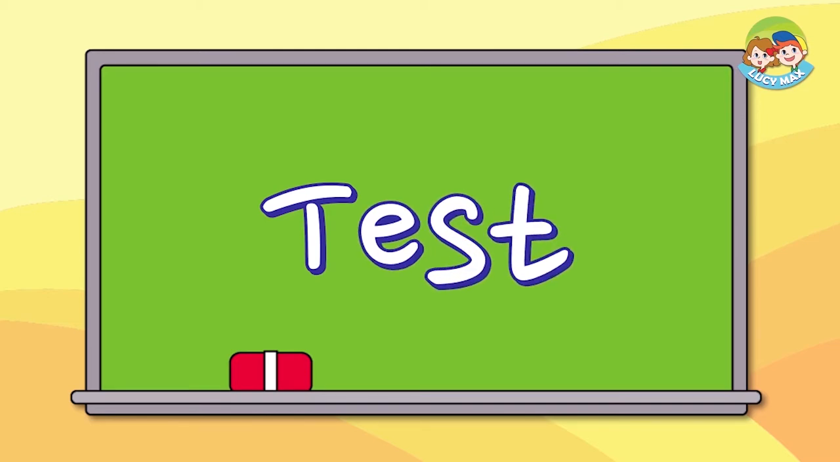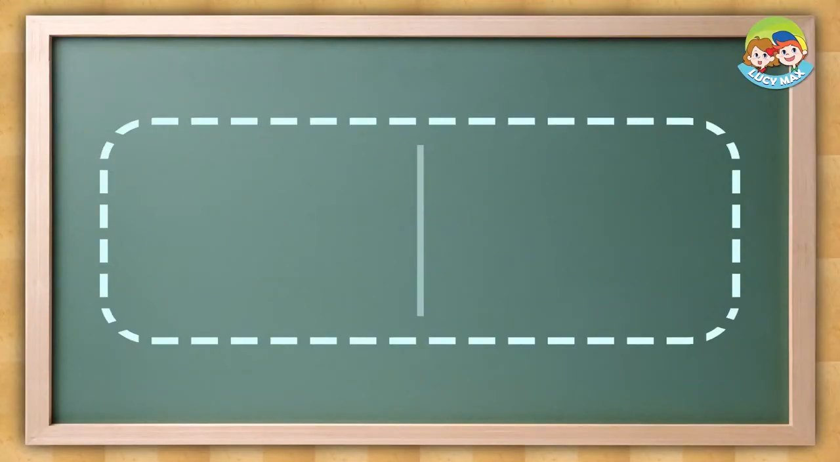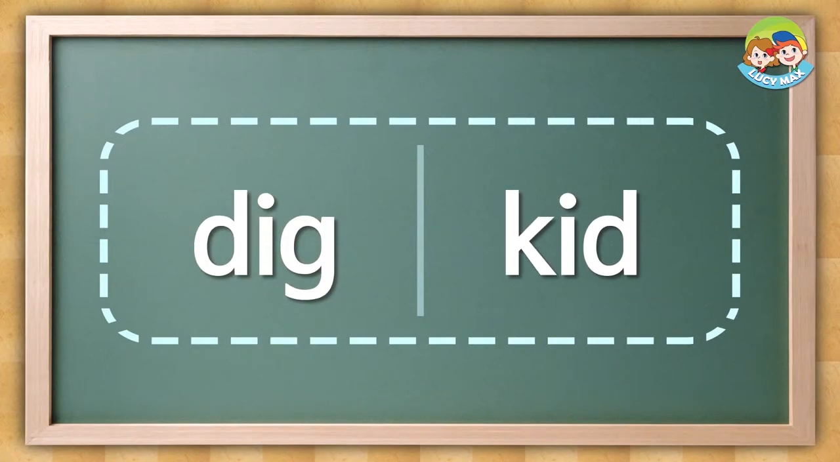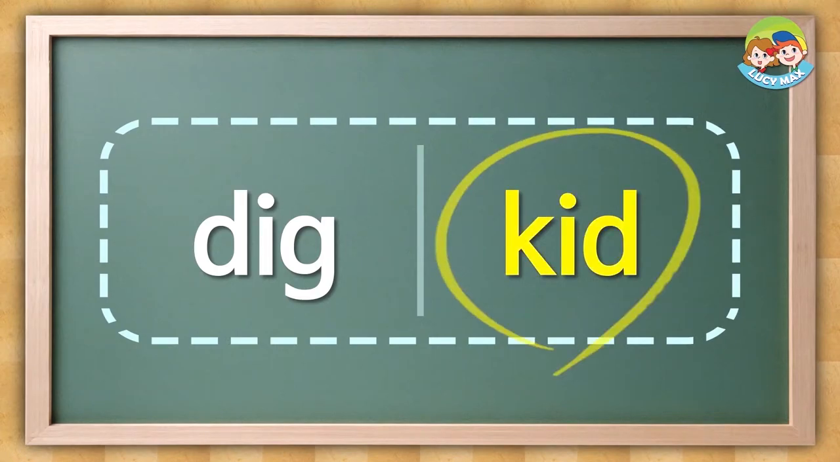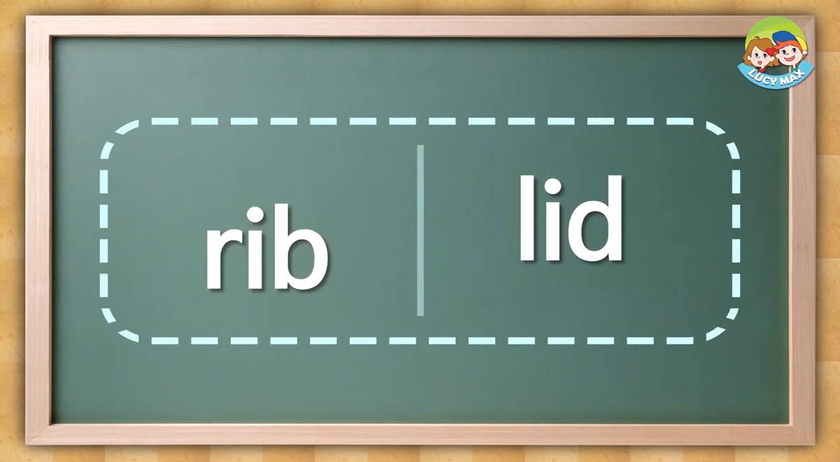How was the test? I'm sure you did well. It's time for another test. Here you have to listen and choose the word. There is no picture on this test. Are you ready? Look at the words. Listen and choose the word you hear. Kid. The answer is this. Lid.